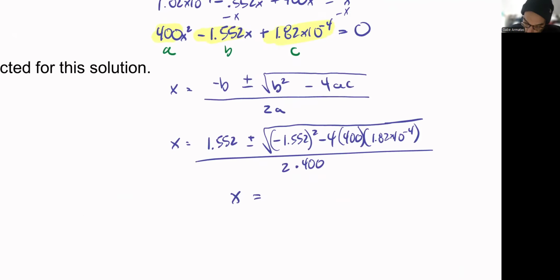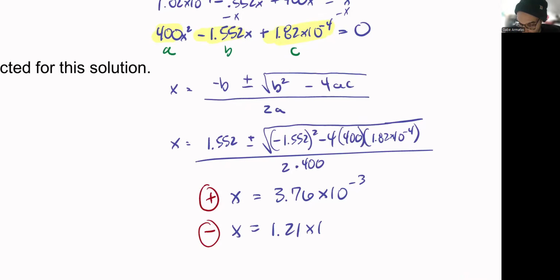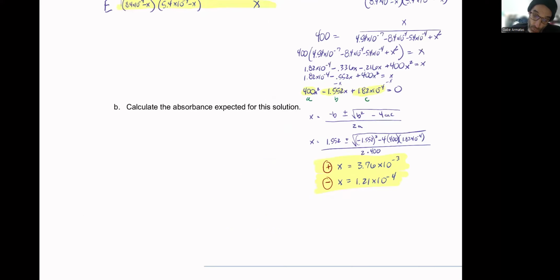X is equal to 3.76 times 10 to the minus 3. This is when I am adding. And when I am subtracting, my x is equal to 1.21 times 10 to the minus 4. So those are my two values of x. One of those has to be correct. They can't both be correct.